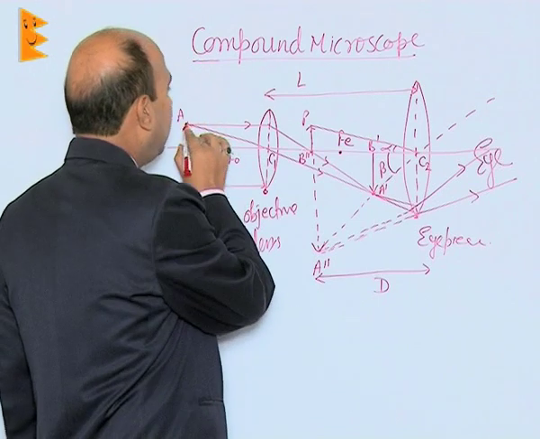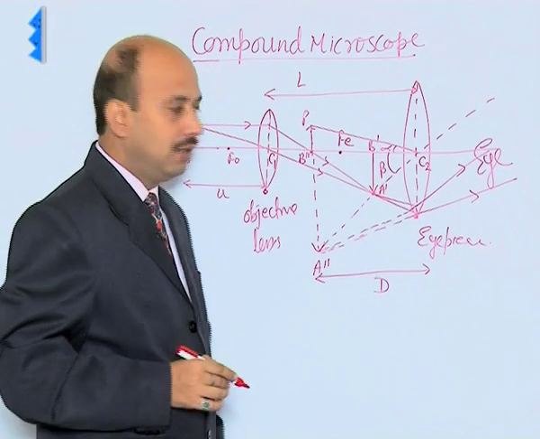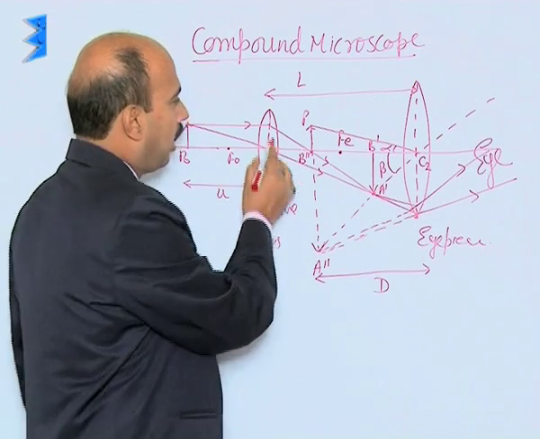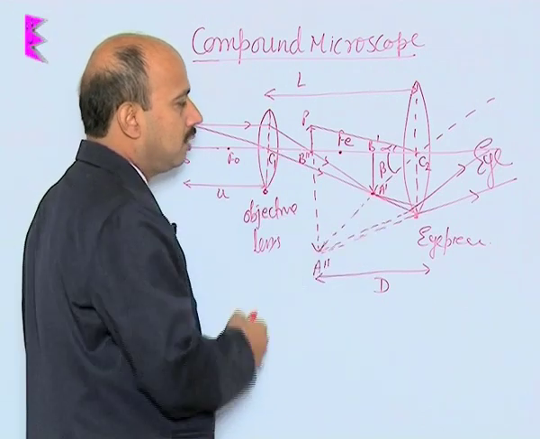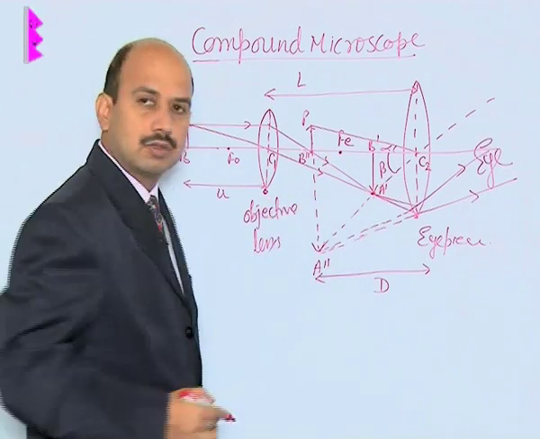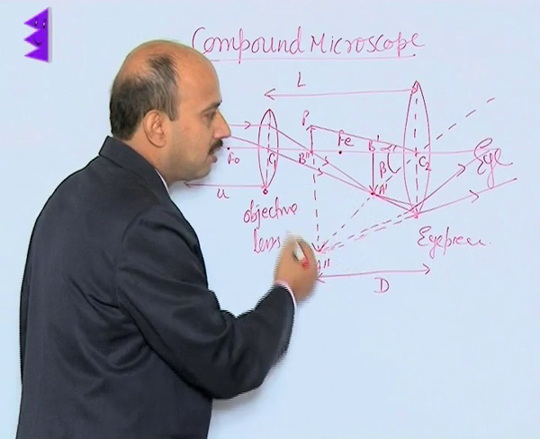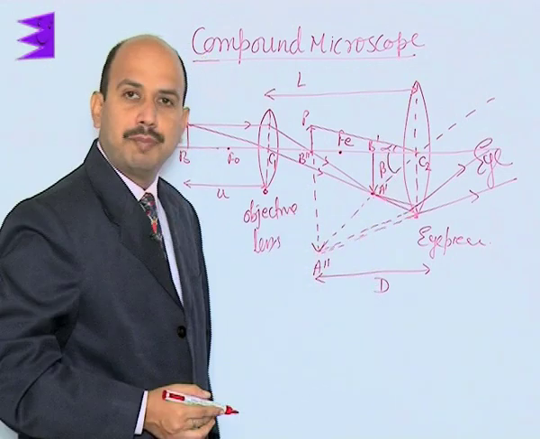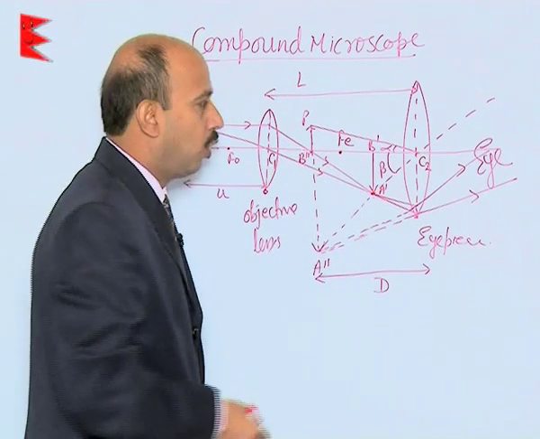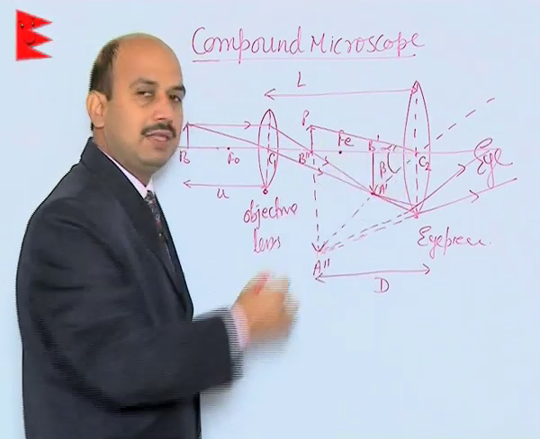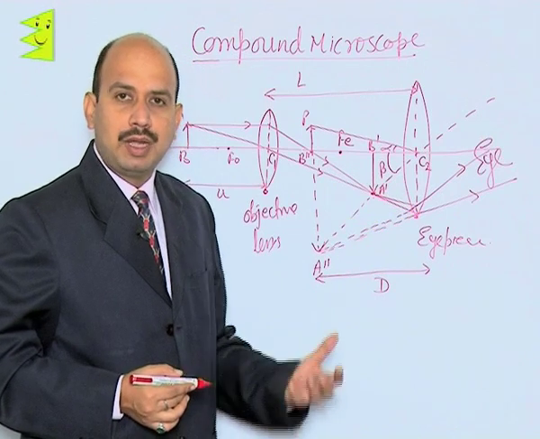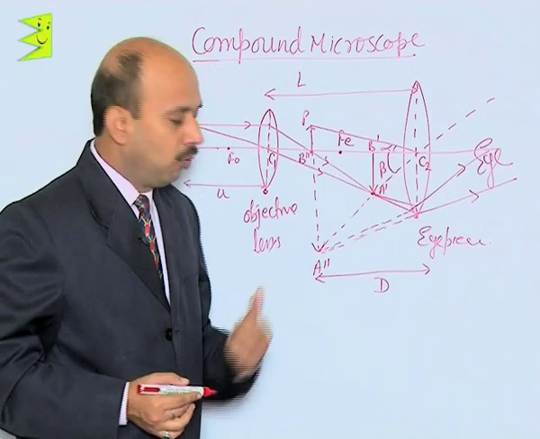Now, two rays coming from the object AB, where a small object is placed beyond the focus of the objective, after refraction meet at this point, and an image of that object is obtained, A dash B dash, at this point. Then this image acts as an object for the eyepiece, and this image is lying between the optical center and focus of the eyepiece. So obviously a virtual and highly magnified image will be obtained, as we have seen in the simple microscope.